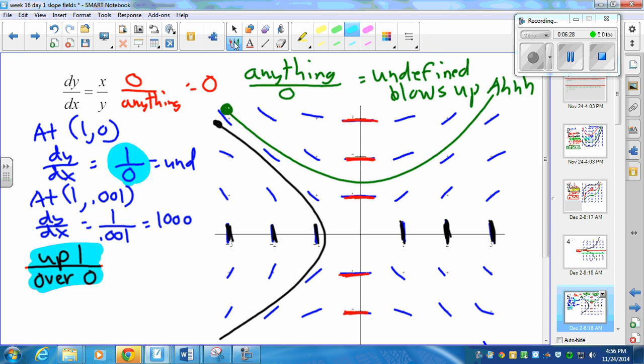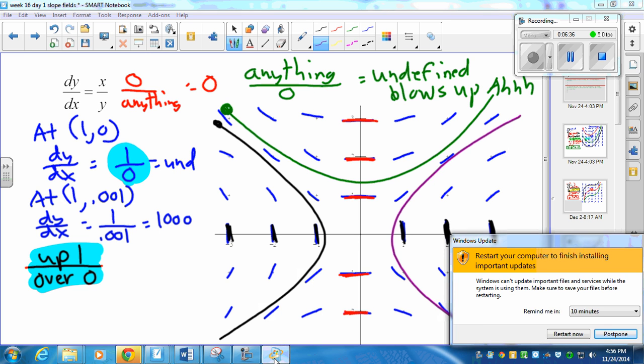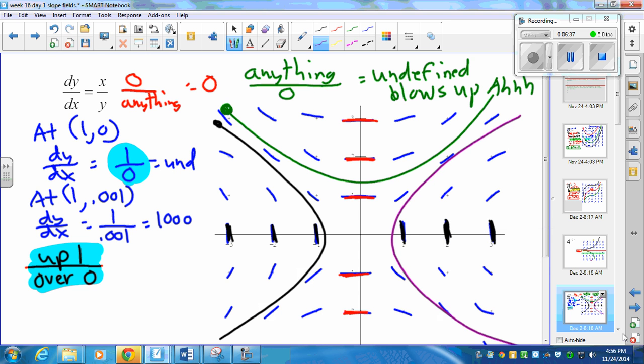I could have over here a path that looks something like that. I could do a yellow version that would be something like that. But it's very interesting to note here, everywhere the slope is 1. Everywhere here the slope is 1.